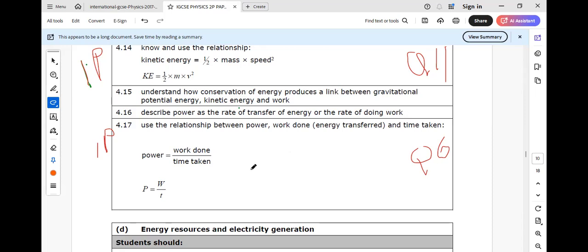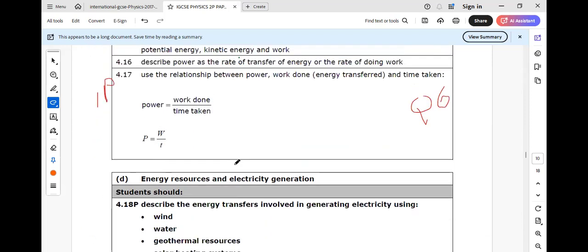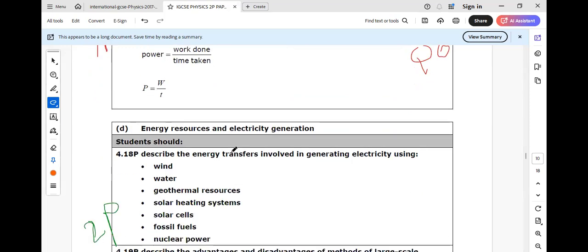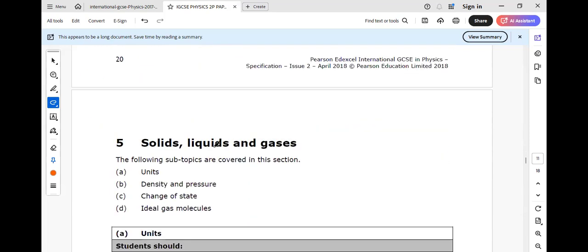Then work and power was in question 6, right? So there's an experiment, and the experiment was actually in the textbook as well, right? It was the same thing that they have given, right? Then energy resources can be in your 2P paper. Energy resources can be in your 2P paper.